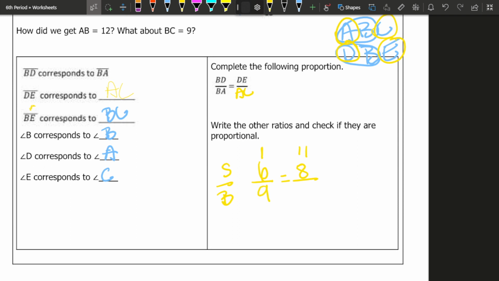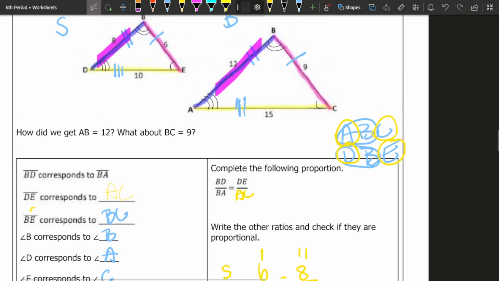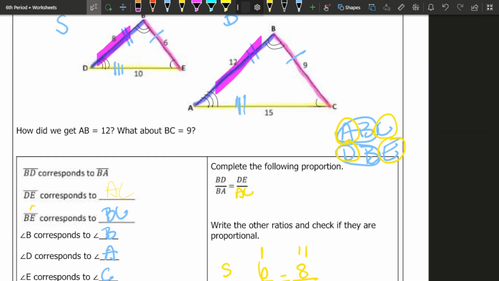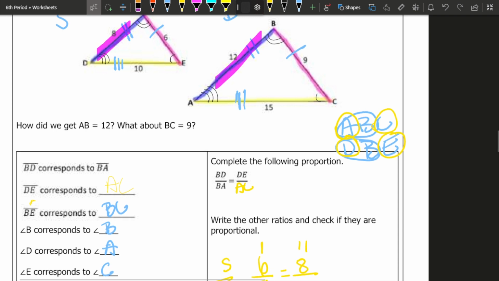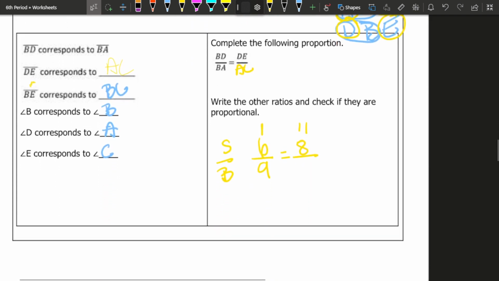And if you were looking for a missing length, you will put X in there and then you will do cross products. But we already have all the numbers, so we're just going to check if these are proportional. So what is B2? Big one, 2. 12. Right here.